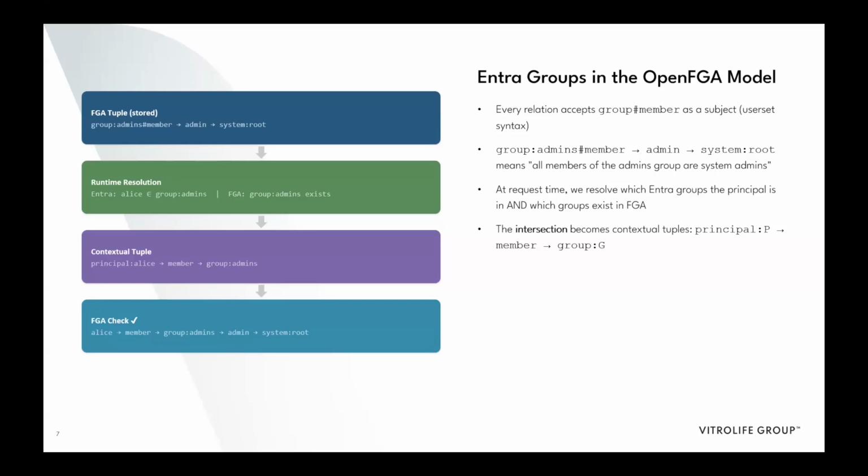We haven't reached any limits there yet. But no, it's fine. Yeah, makes sense. But an important note here is that we only add the groups that exist in OpenFGA. So we don't add non-existing groups to the contextual tuples.